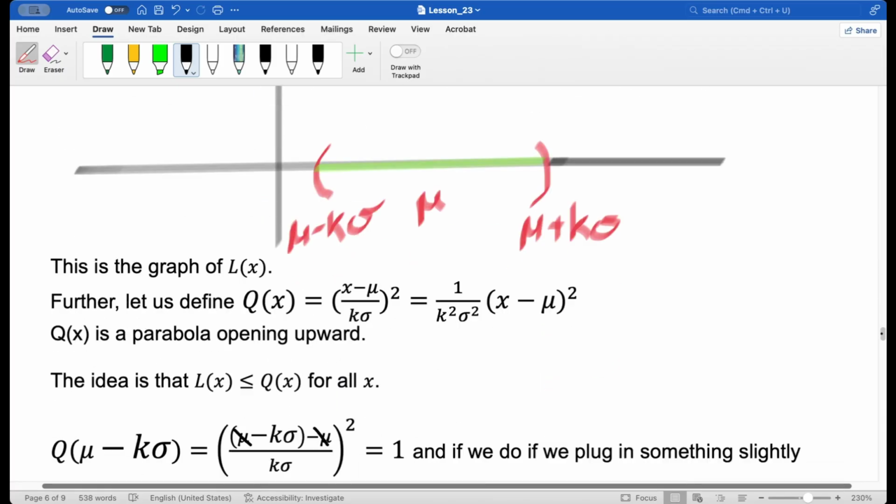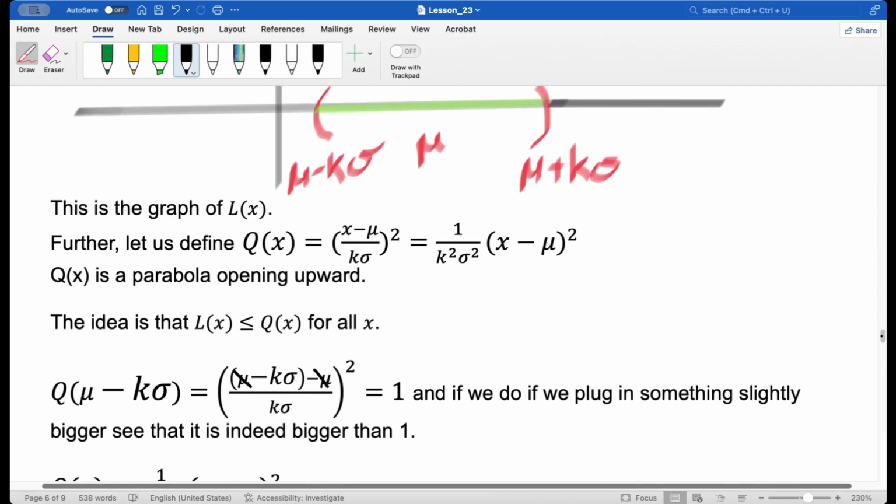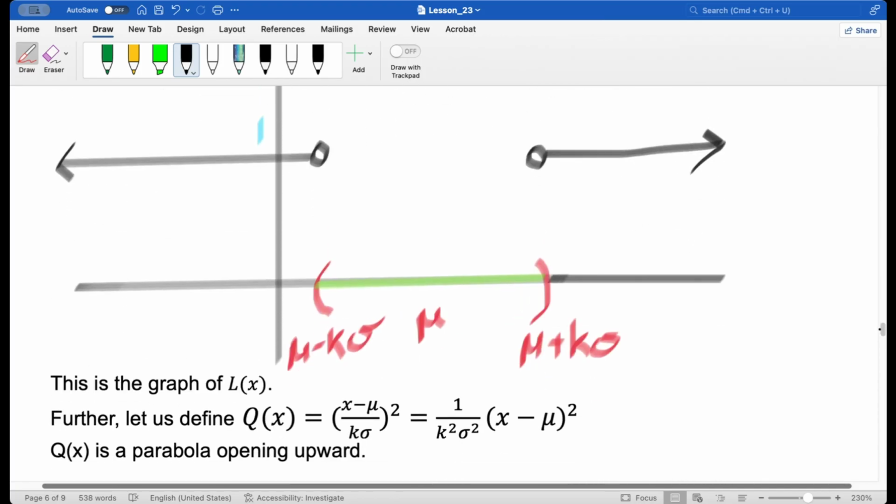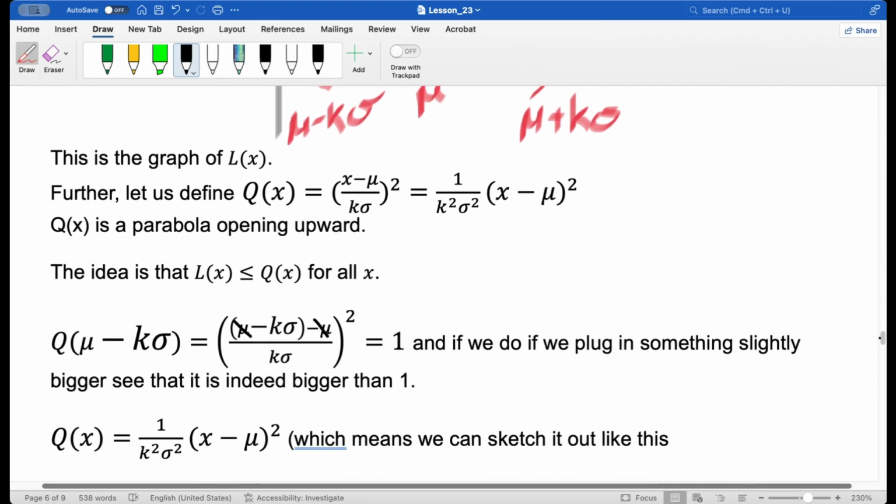When you do the subtraction, if you plug in mu plus k sigma, mu still cancels out. This time we would have a positive 1 on the inside, squared is still 1.